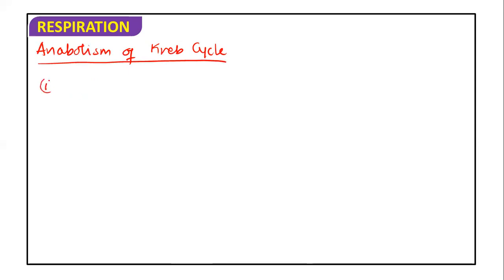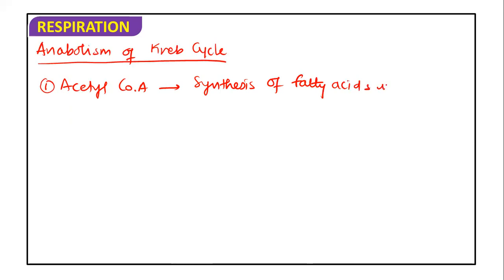Okay, so if we talk about the anabolism of the Krebs cycle, then we can note that first, acetyl coenzyme A is involved in the synthesis or anabolism of fatty acids and gibberellic acid.